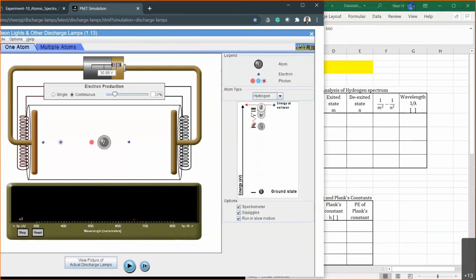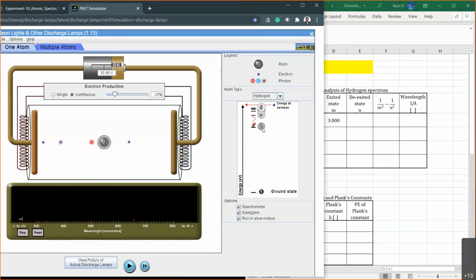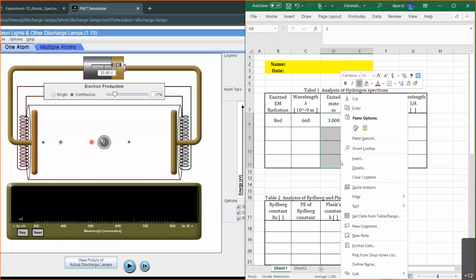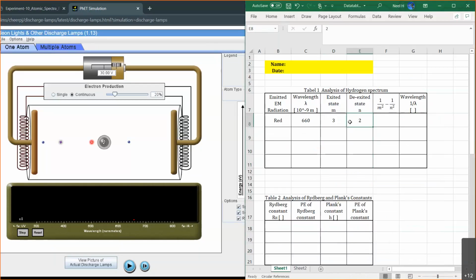Now, the excited state is starting at 3. M is 3, and then the excited state is going back. It doesn't go all the way to the 1. It actually goes to the second excited state, 3 to 2. Those two also, you can't have any decimal places. You have to reformat, format cells. Make sure there's no decimal places at all. It's just a number. I can't really do any estimation or anything other than just a full number there. Question.